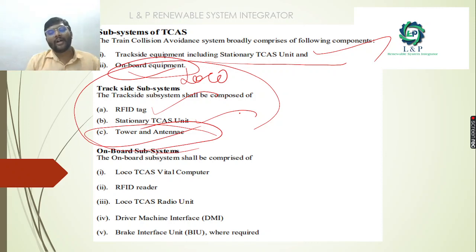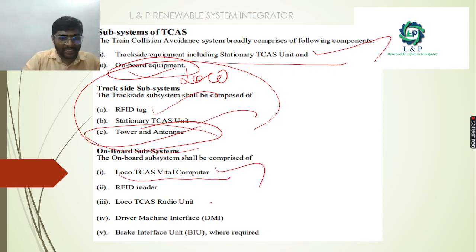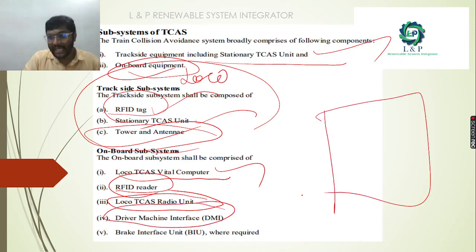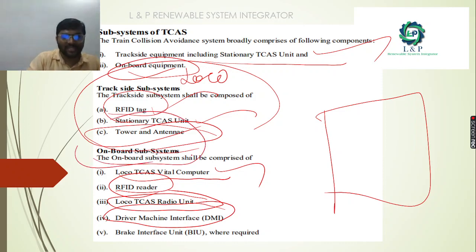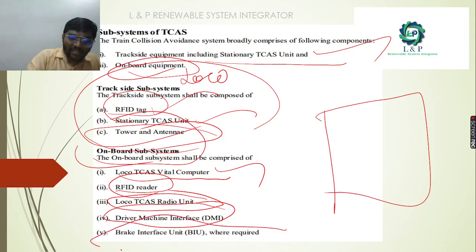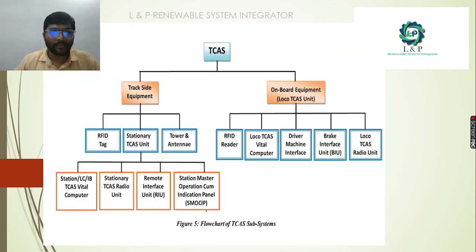So what will be on the onboard? In the onboard we have a loco train collision avoidance system vital computer, we have an RFID reader to read the tags which are present on the track side, and also we have a loco train collision avoidance radio unit, we have a driver machine interface, that is an HMI screen. In that one we can see everything. And most importantly, in the onboard subsystem, in order to control the speed, in order to stop the train with the help of braking systems, we have a brake interfacing unit. Whenever required, it will be used.